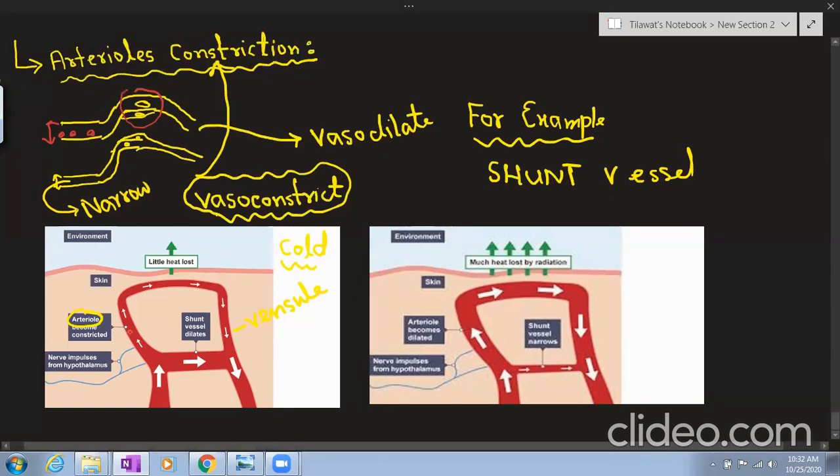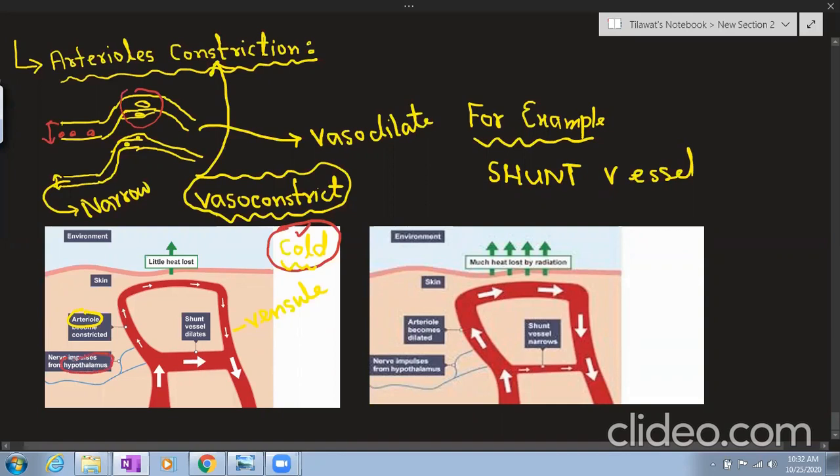In this case, because the condition is cold, we need the blood to remain inside our body's internal organs, because blood distributes heat, and we don't want heat to be lost from our body in the form of radiation. If blood is moving more to the skin, more heat will be lost in the form of radiation. But the condition is cold, so we need the blood to remain in our body. For that reason, what will happen?